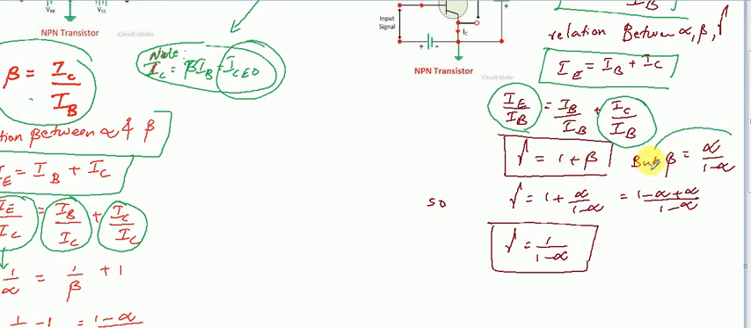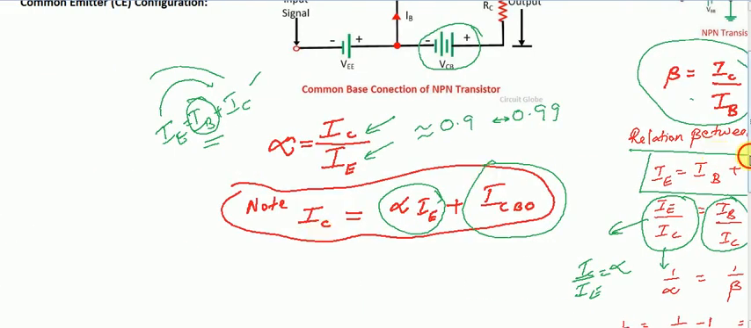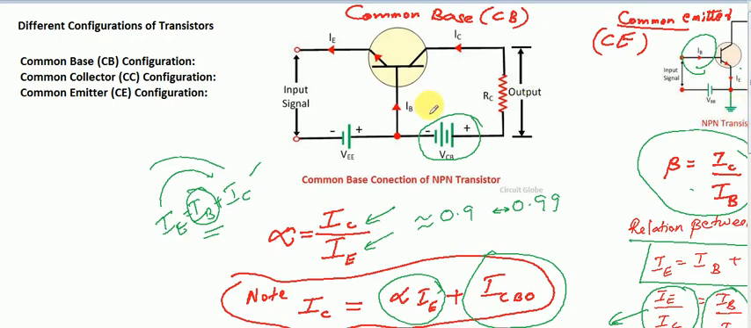But we already know that beta is alpha by 1 minus alpha. Substitute this in this equation. We will get gamma is equal to 1 plus alpha divided by 1 minus alpha. Then solving for this, we get gamma, the current amplification factor in common collector configuration, is equal to 1 divided by 1 minus alpha. So this is about the transistor configurations and the respective current amplification factors in 3 cases. Okay students, thank you.